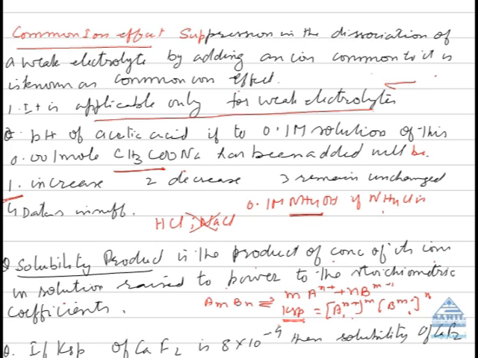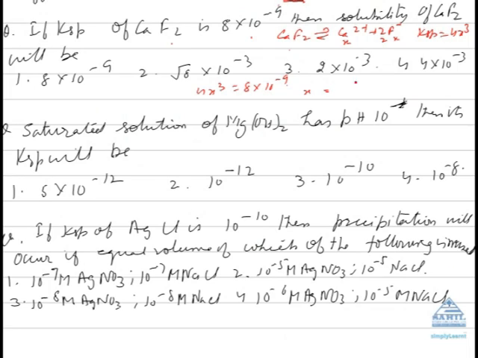If Ksp of calcium fluoride is 8 into 10 to the power minus 9, then solubility of calcium fluoride will be, calcium fluoride when dissolved in water gives you calcium ions and fluoride ions. So if its solubility is X, you will get X moles of calcium, 2X moles of fluoride. So its Ksp will be equal to 4x cube. So 4x cube will be equal to 8 into 10 to the power minus 9, or X will be equal to 2 into 10 to the power minus 9 cube root. You can solve and get its answer. It will be somewhere 10 to the power minus 3.